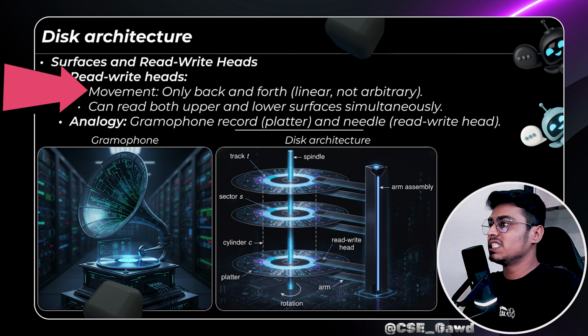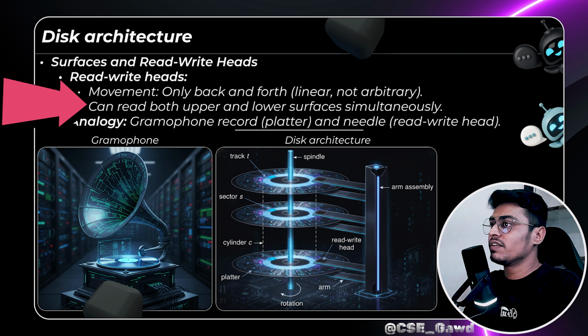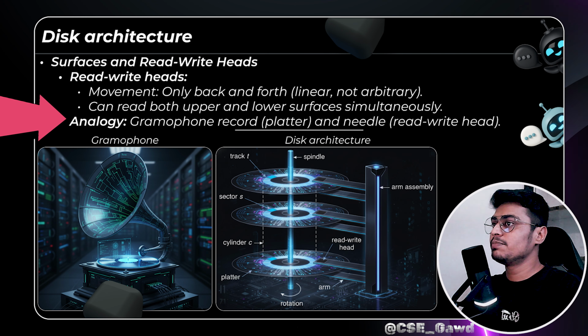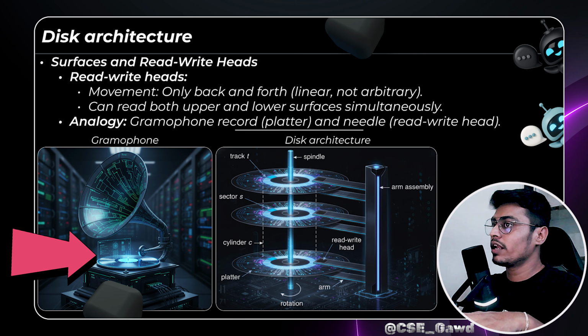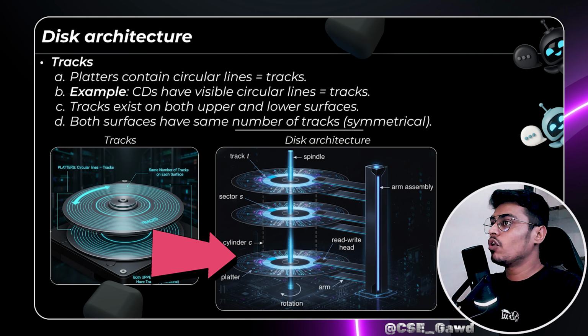Their movement is very specific. It's only back and forth. This means their movement is possible only backward or forward in a straight line. Since I am using both surfaces, the upper surface as well as the lower surface, the actuator arm will be designed in such a way that it can read the upper surface as well as the lower surface simultaneously. If you want to visualize this better, in movies many times they show gramophones. A gramophone has a black circular record which they place on the turntable, and then they put a needle on it and music starts playing. That needle which moves over the record is similar to our read-write head, and the black record is similar to our platter.